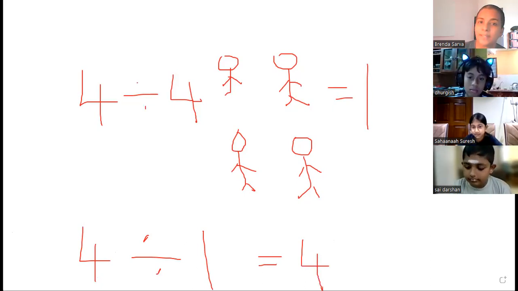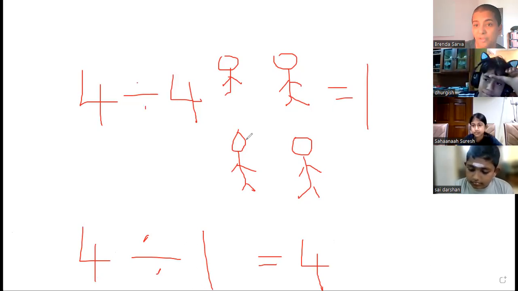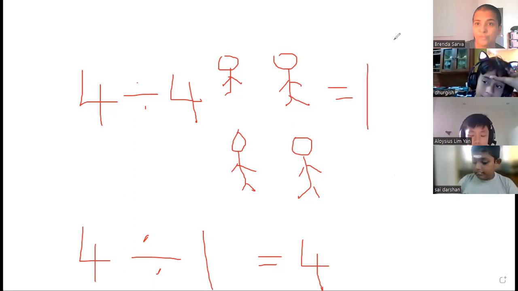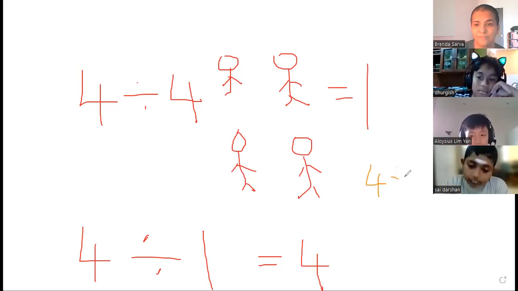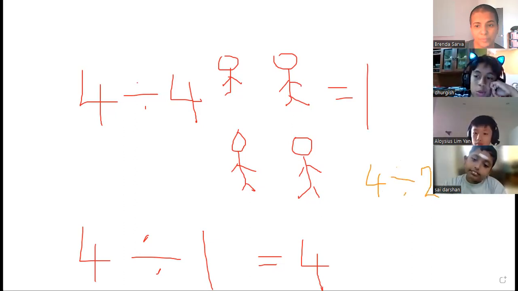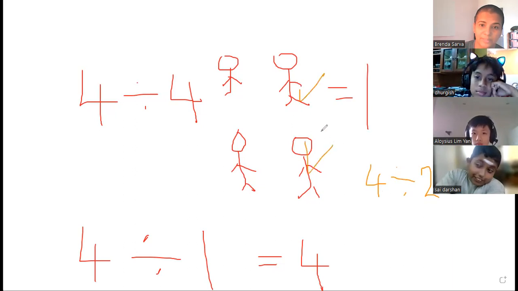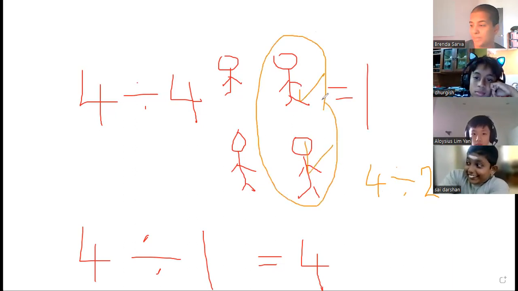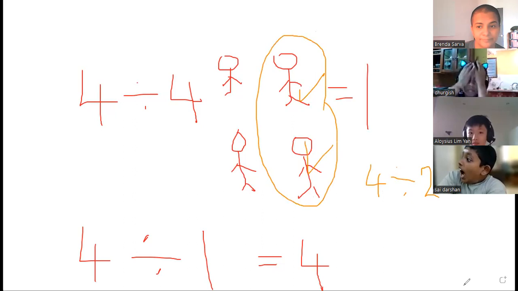Now, what other numbers can I divide 4 with? Or can I share the 4 chocolates equally with? Can you think? 2, very good. So I'm going to change color now. 4, I can also divide by 2. That means I take those 4 chocolates and share them with 2 people instead of 4 or instead of 1. So what's the answer then? 4 divided by 2? 2.